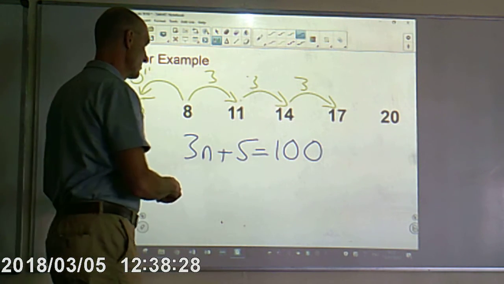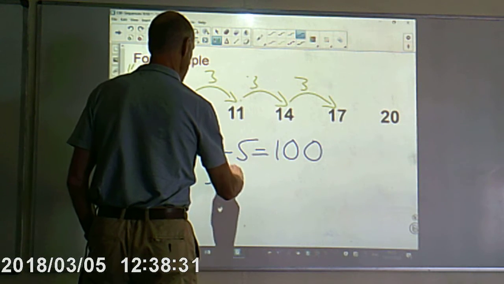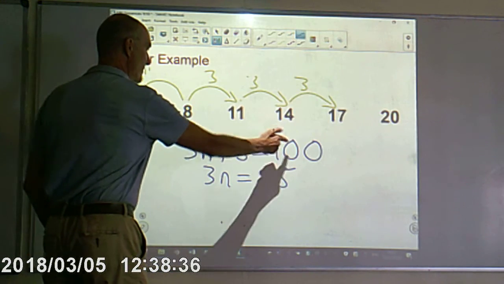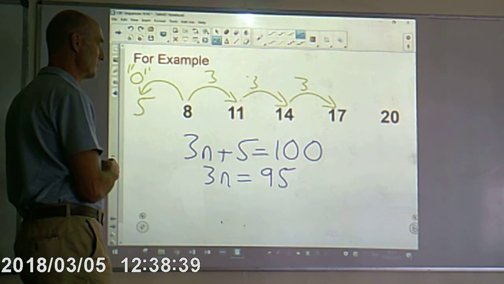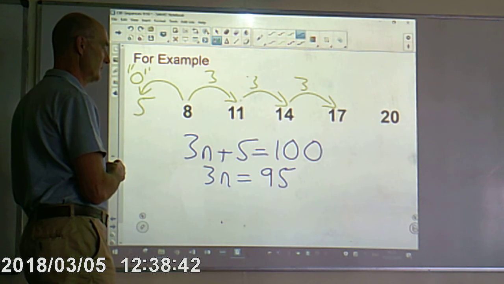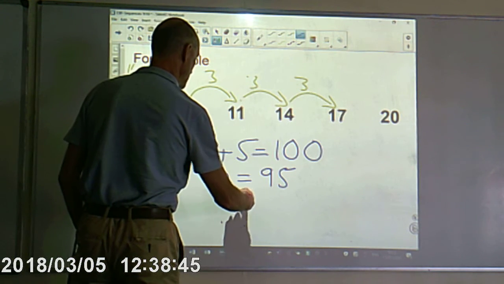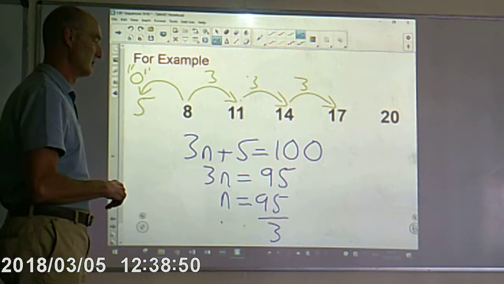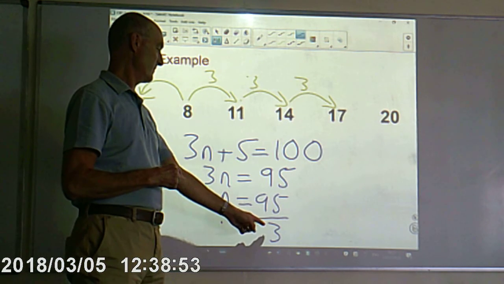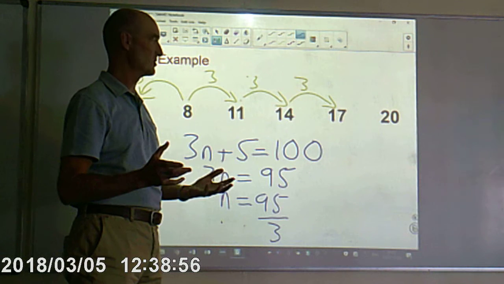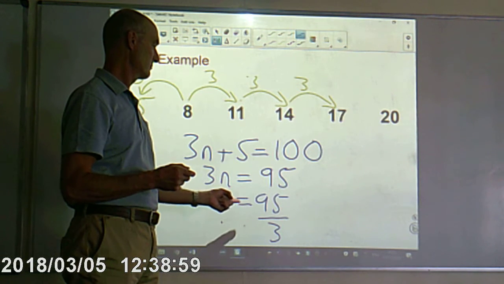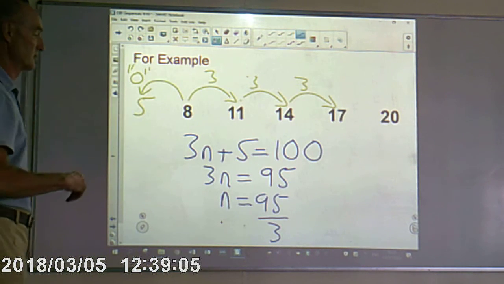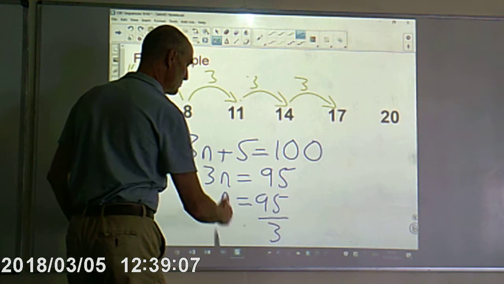So if we went to solve that equation, that would mean 3n equals 95. Take away 5 from each side, which you know how to do because you know how to solve equations. So 3n equals 95, which means that n equals 95 over 3. And straight away, without actually working that out, does 95 divided by 3 make a whole number? No, it doesn't. So that means that 100 cannot be in that sequence, because that doesn't work to give a whole number value of n.